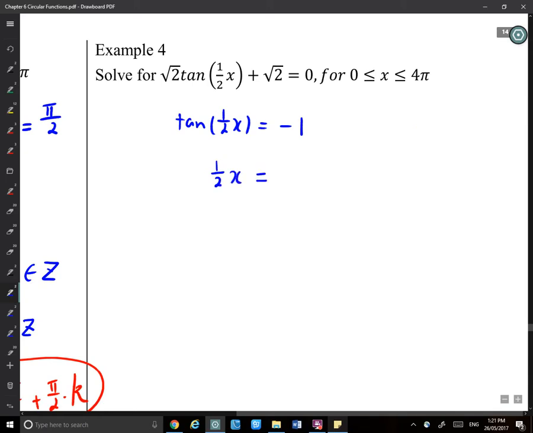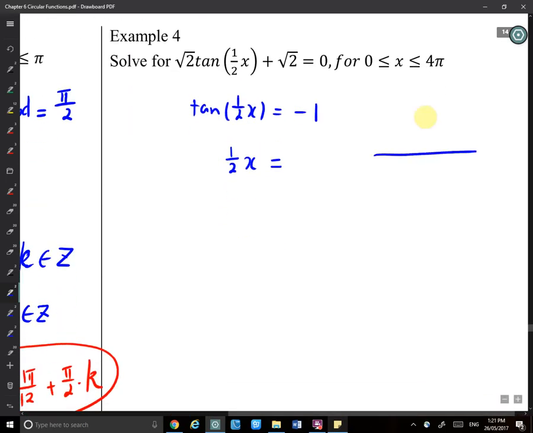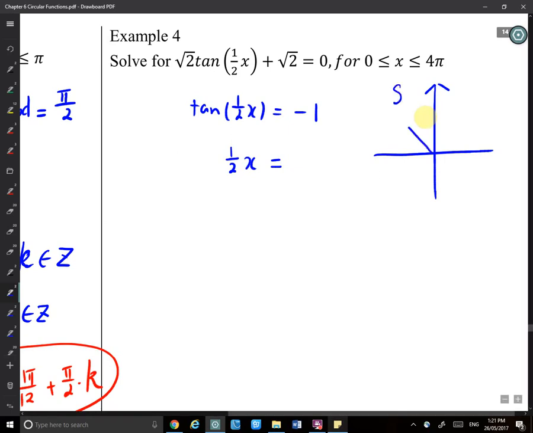A half x equals what angle? Tangent of what equals 1? Pi over 4. Not 0. That's the part students are always confused about. Not 0. Tangent 0 can only be 0. Tangent pi over 4 is 1. I want negative 1, then it must be in the second quadrant because I only have one base angle. The reference angle needs to be pi over 4, and the actual big angle here will be 3 pi over 4. So that gives me 3 pi over 4, and my x will be 3 pi over 2.